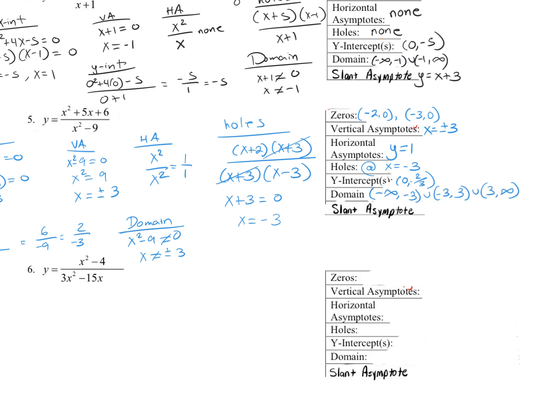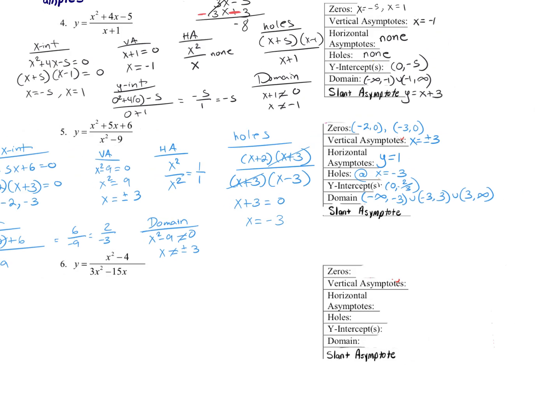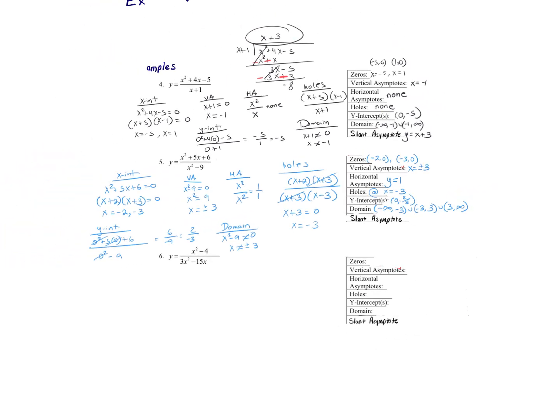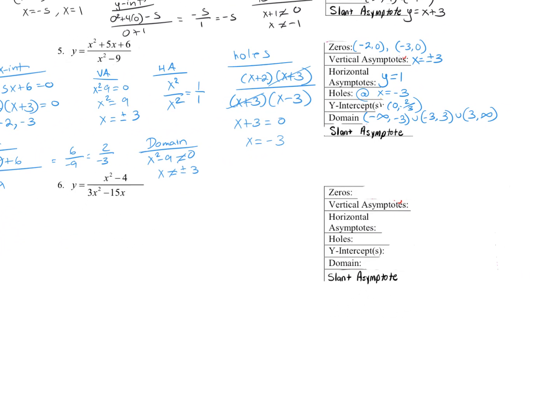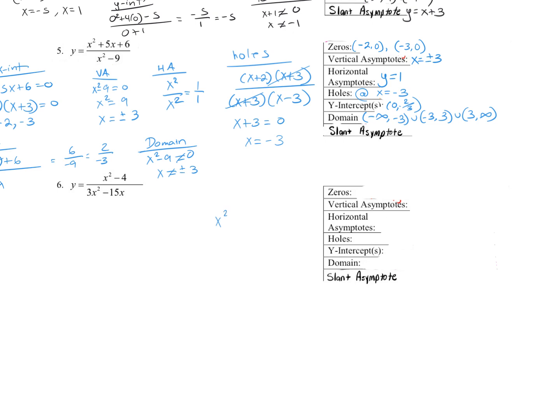And then lastly, we're going to do the slant asymptote, which is going to be the top divided by the bottom. So I'm going to take the space down here. So it's going to be x squared plus 5x plus 6 divided by x squared minus 9. Now, since the x squared terms are the same, I can just go ahead and write 1. So it's going to be x squared minus 9.